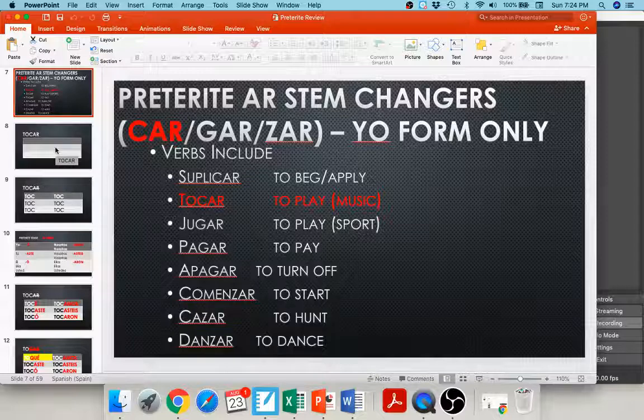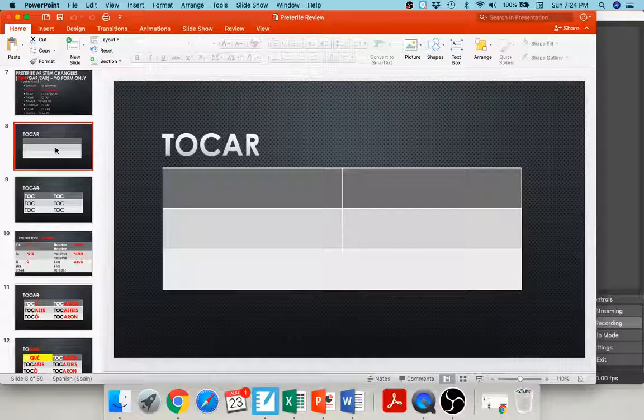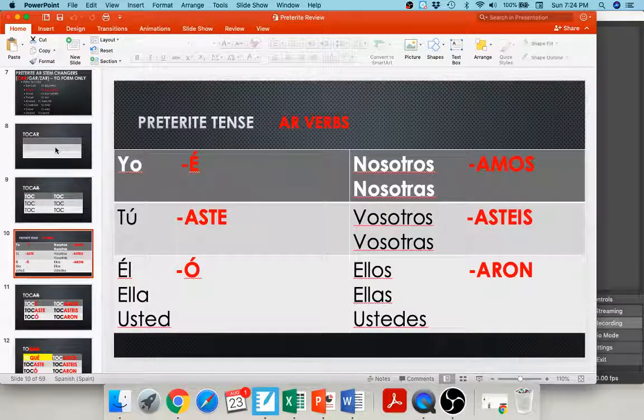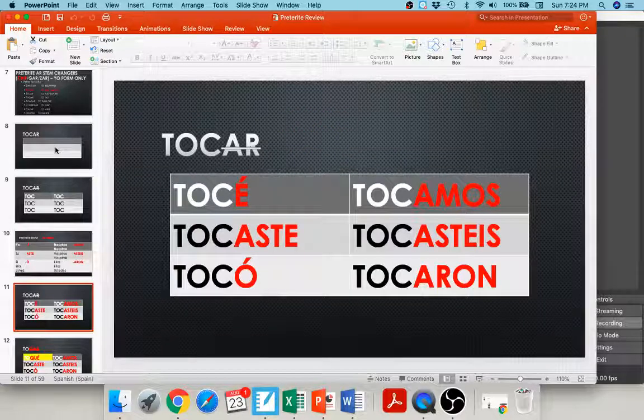So, let's take a look at the verb tocar. If you didn't know this was a car verb and it was irregular, you'd probably start by chopping off your AR and you'd want to add your regular preterite endings of é, aste, ó, amos, astes, aron. And that would almost be perfectly right, except for the yo form.